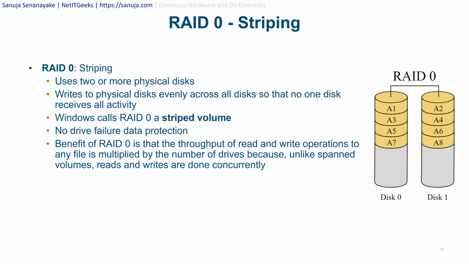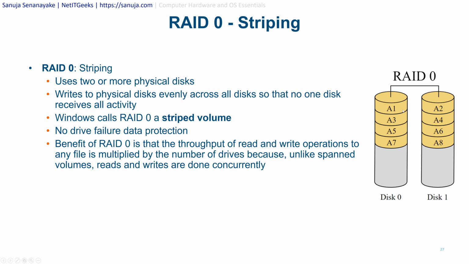So let's start with RAID 0. We consider this a striping type, and it uses 2 or more physical disks and writes data evenly across all disks, so that no one disk receives all the activity. So in other words, if you put a single file in a RAID 0, what's going to happen? The data of that file will be saved on both hard drives.